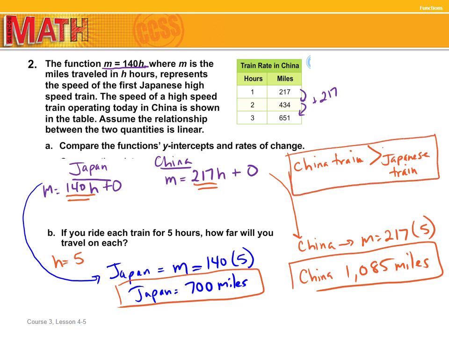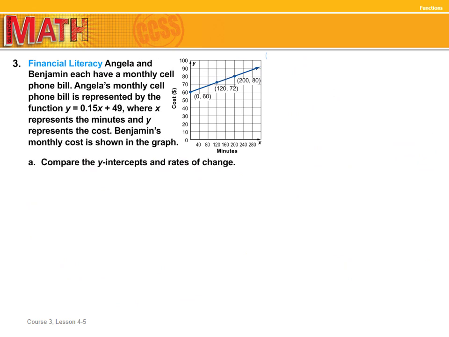There you go. Example 3, financial literacy. Angela and Benjamin each have a monthly cell phone bill. Angela's monthly cell phone bill is represented by the function y is equal to 0.15, or 15 cents, times x plus 49, where x represents the number of minutes and y represents the cost. Benjamin's monthly cost is shown in the graph.